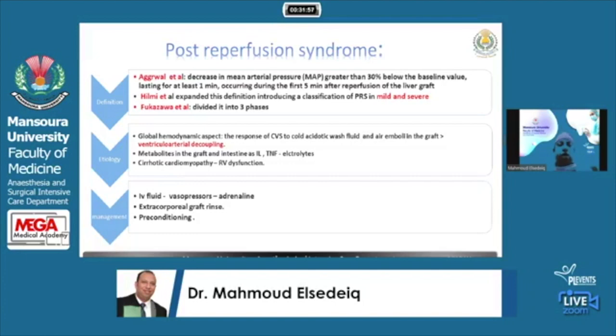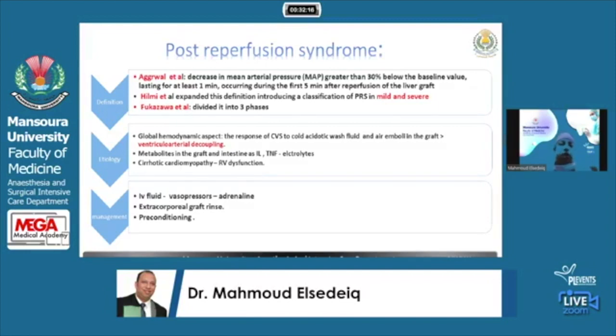The first phase from portal vein declamping to 5 minutes post-portal declamping. The second phase from 5 minutes post-portal declamping to arterial declamping. The third phase from arterial declamping to 240 minutes post-portal declamping.